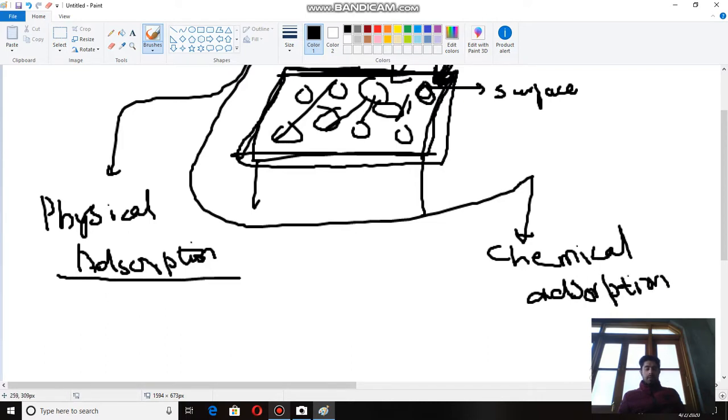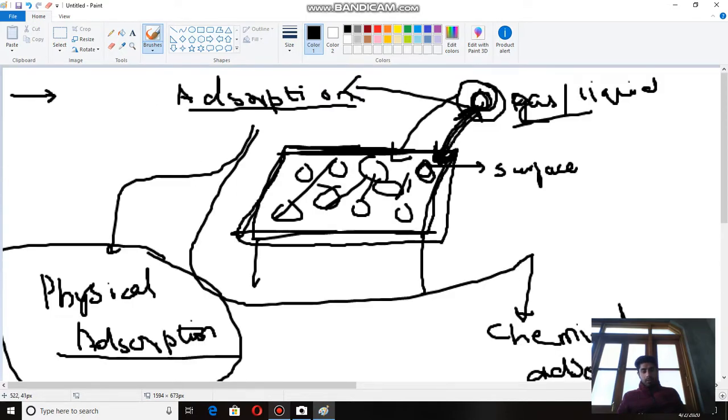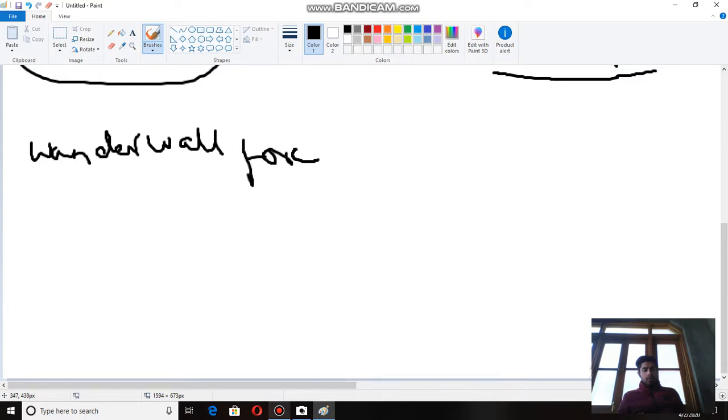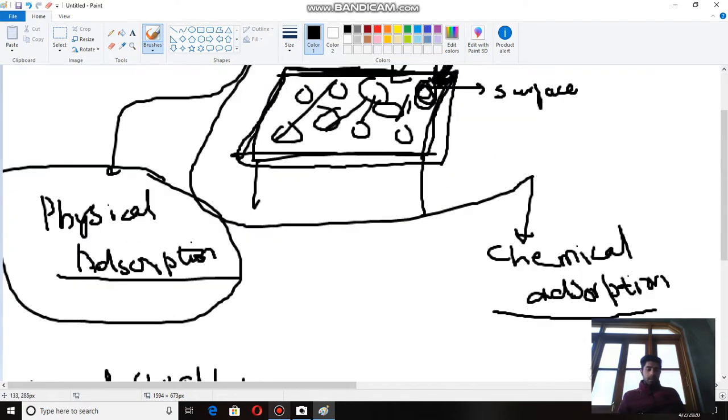Now what is this physical adsorption and what is this chemical adsorption? Let's talk of this physical adsorption now. When this attractive force between this foreign particle and this surface particle is a weak force, for example, van der Waals force, this is a weak force. When this is between these two particles, this type of adsorption is known as physisorption.